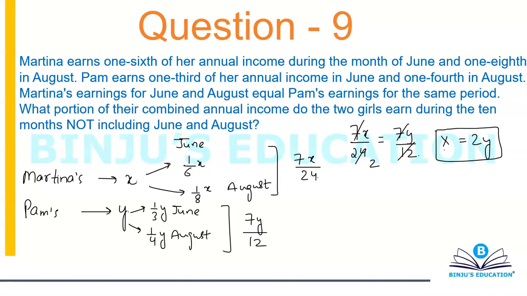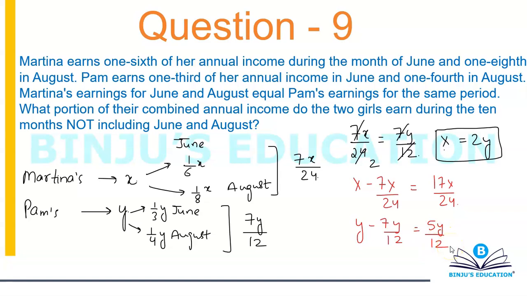Let's keep things simple for ourselves. If I talk about Martina's income not in June and August, it will simply be x minus 7x by 24. So 24x minus 7x, so 24 minus 7, 17x by 24. And if I calculate the same thing for Pam, it's going to be y minus 7y by 12, so that's basically 5y by 12.